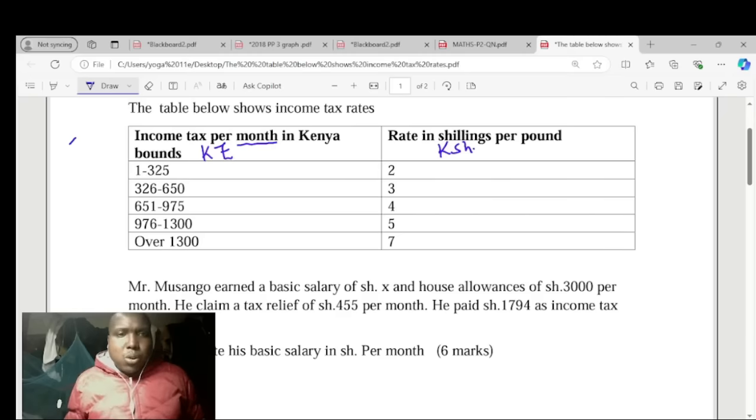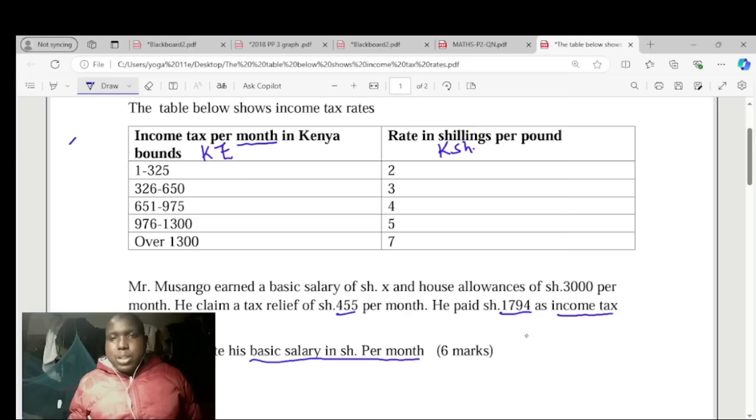So Mr. Msango earned a basic salary of Kenya shillings X, and a house allowance of shilling 300 per month. He claimed a tax relief of 455 per month. He paid shilling 1794 as the income tax per month. Calculate his basic salary in shillings per month.